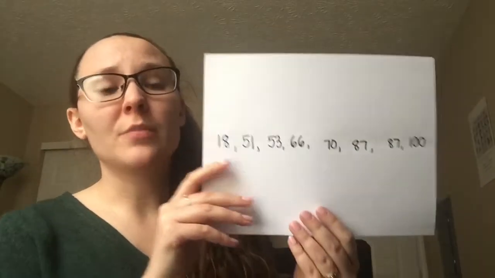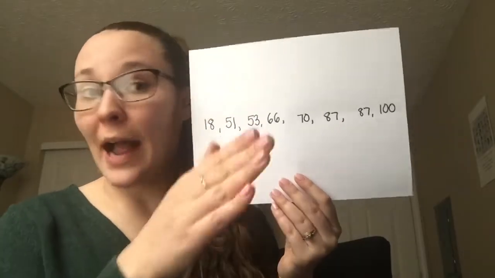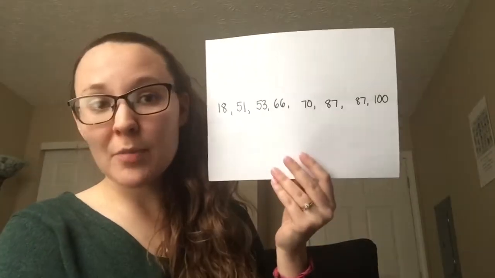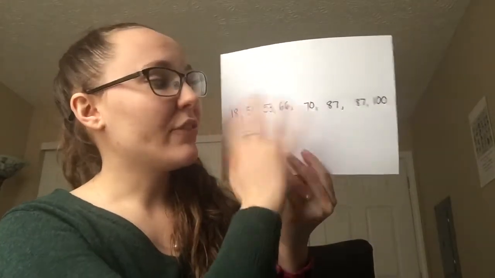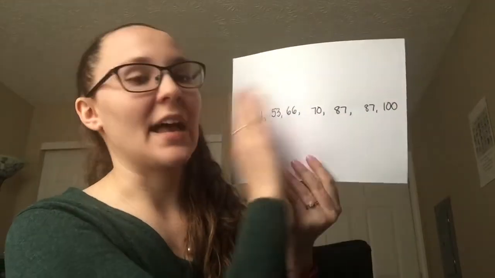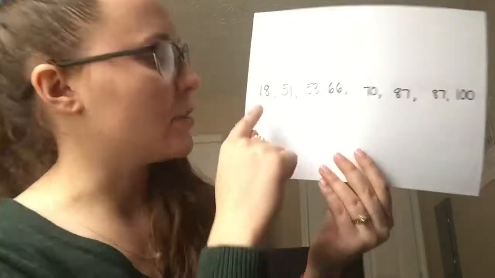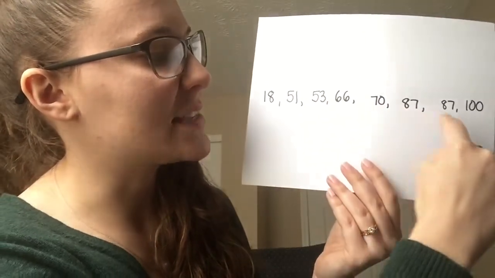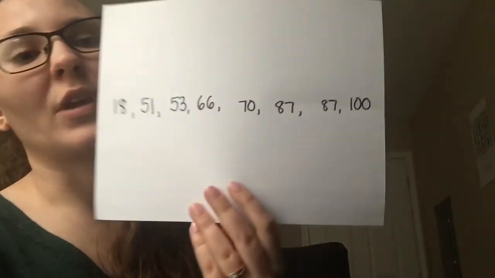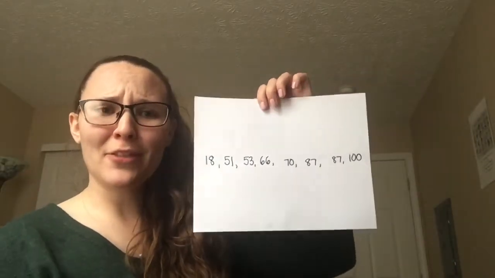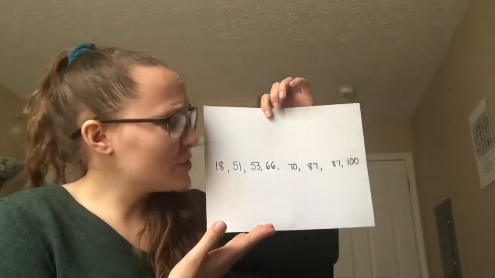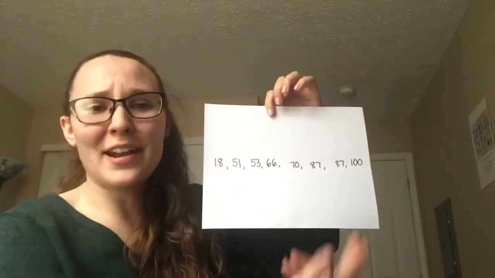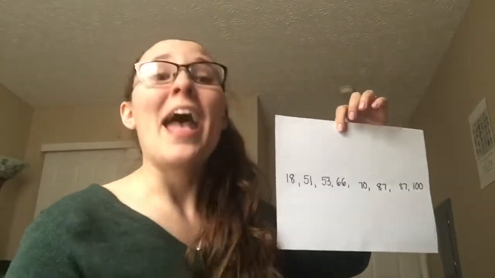You guys are welcome to do this activity at your house if you want. All you need is a piece of paper, and then you need to fairly evenly write out this data set across the whole paper. You'd want 18, 51, 53, 66, 70, 87, 87, and 100 written out across your paper. Some of you might have noticed that I put these in order from least to greatest for us. Thank you. And you would be right.